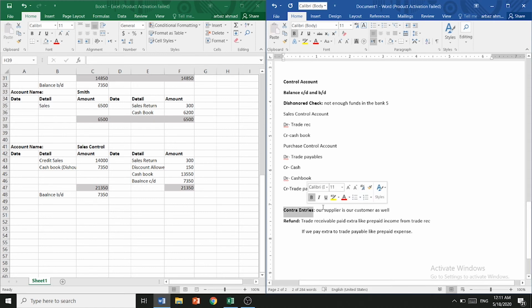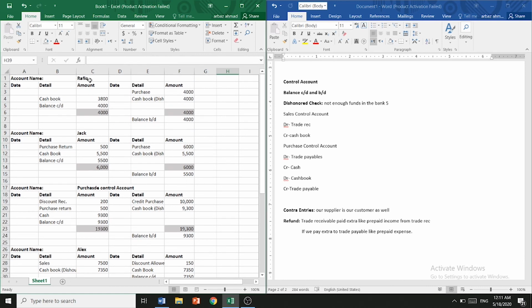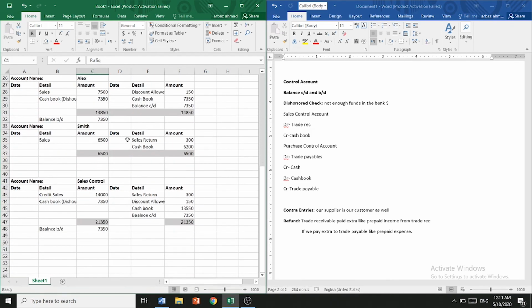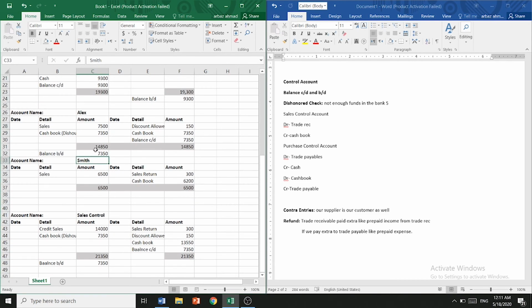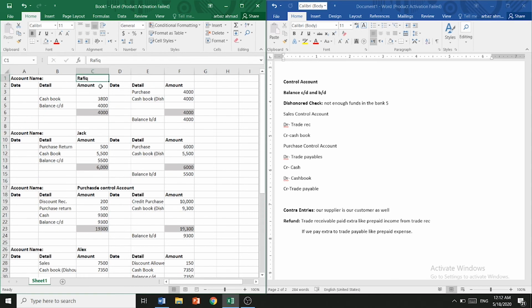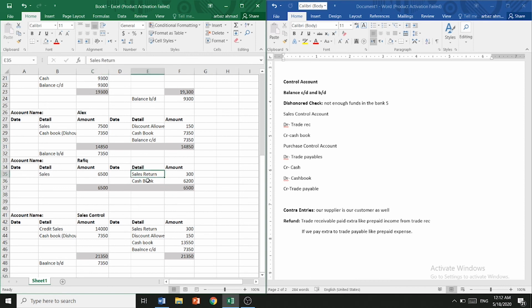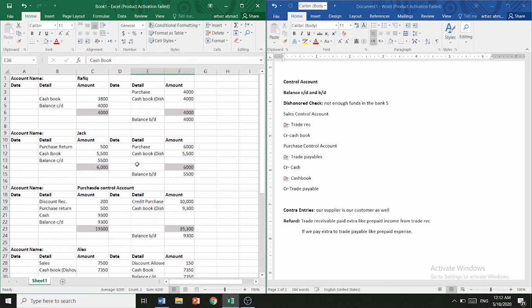What contra entry is about is that our supplier is also our customer. So let's say I am buying goods from Rafik, and I'm also selling goods to Rafik. Let's say Alex, I'm changing this name to Rafik. Instead of having these accounts, I'm having Rafik's account here also, here also. When he makes the payments, 6,200, I can deduct the payment from here.